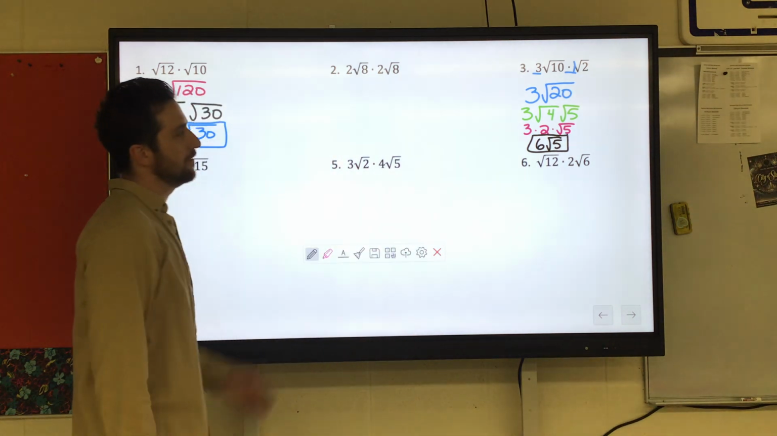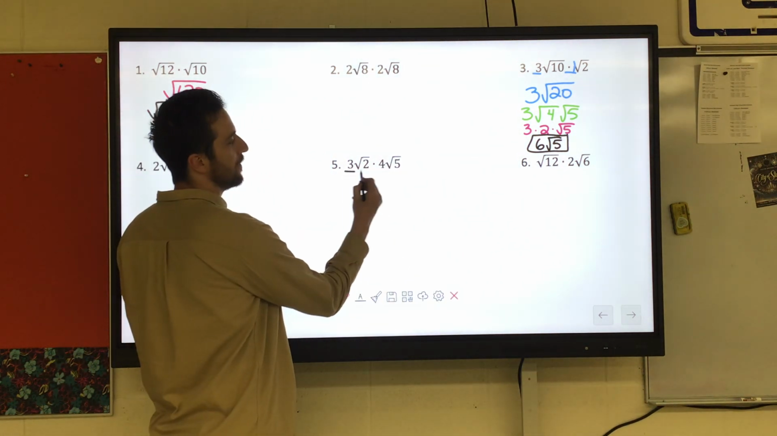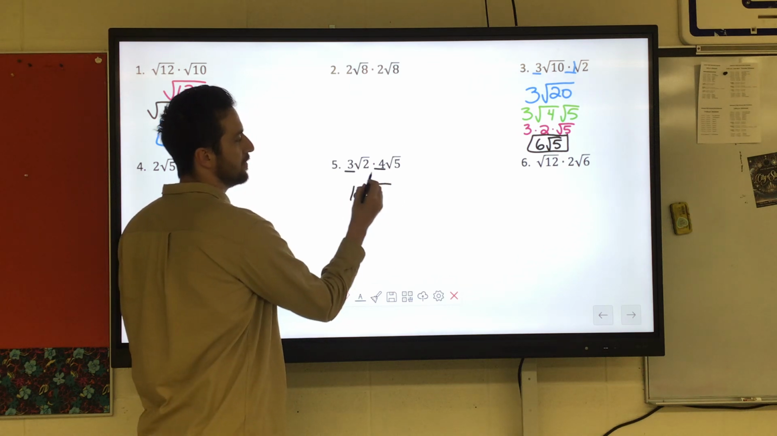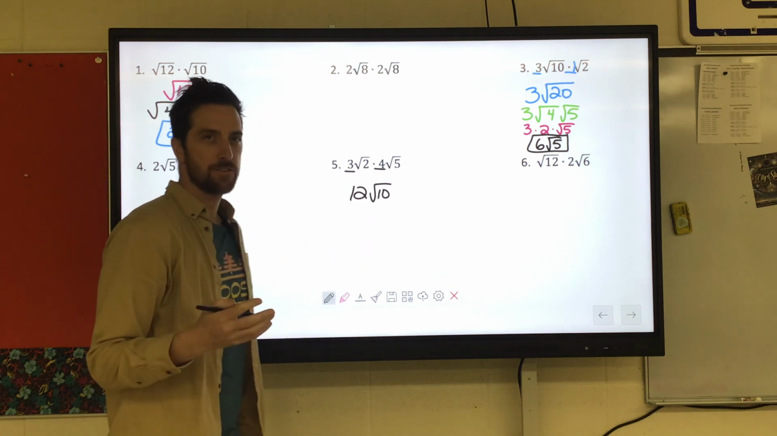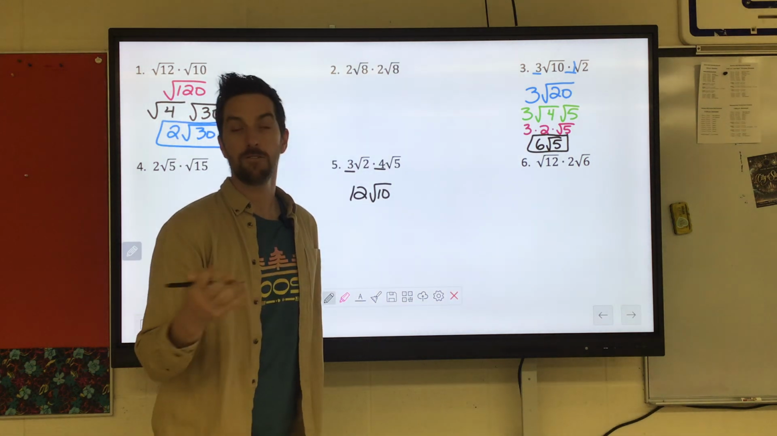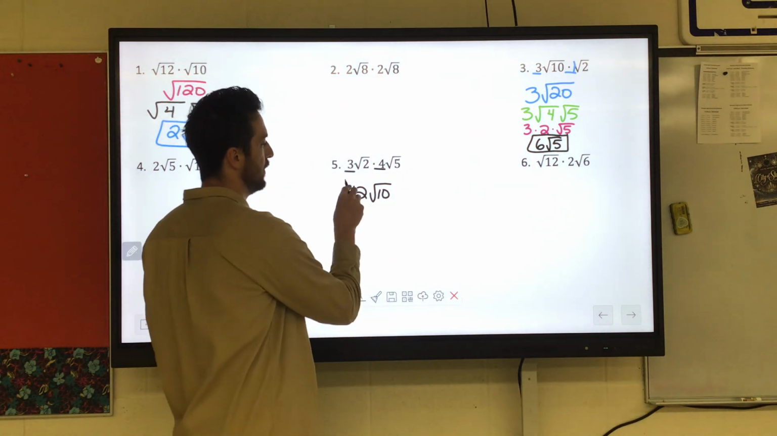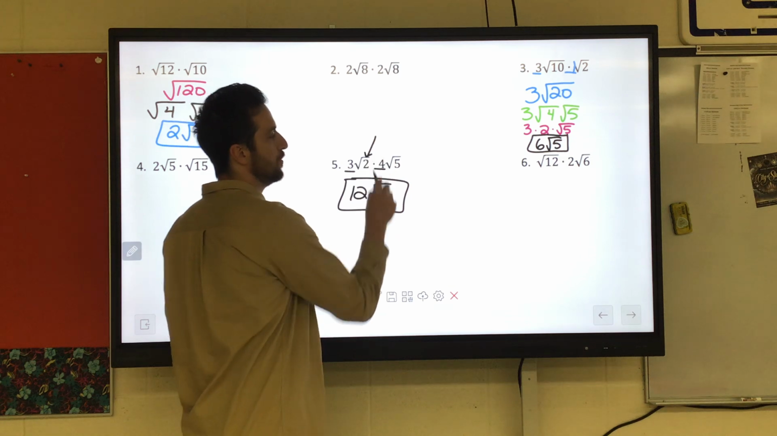All right. Number 5, numero 5. Here we go. On the outside, I got a 3 times 4. 3 times 4 is 12. Inside the radical, we have 2 times 5. That's 10. Are there any perfect squares in 10? Well, let's see. The only ones less than 10 are 4 and 9. So neither of those go into 10. Come on. That was 3 root too easy.